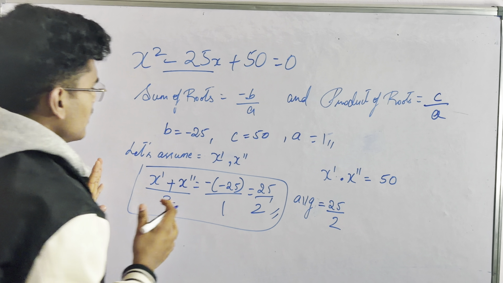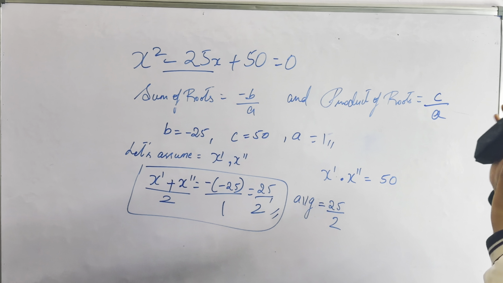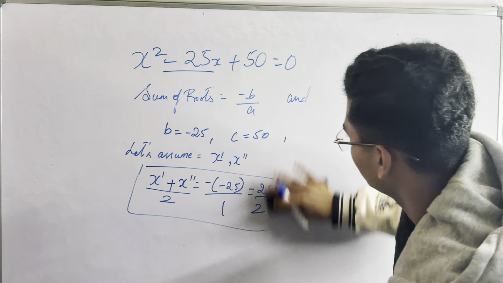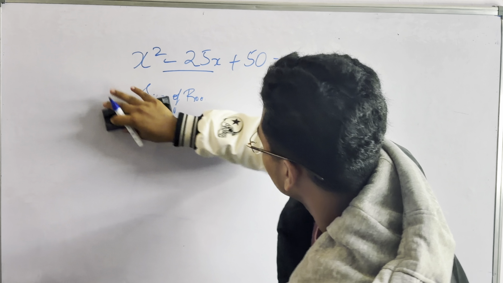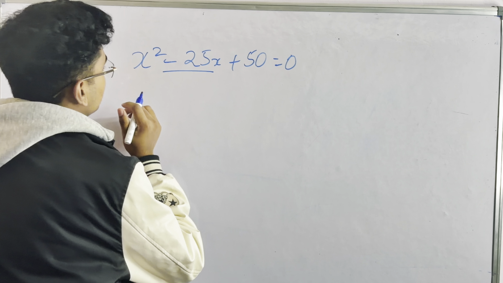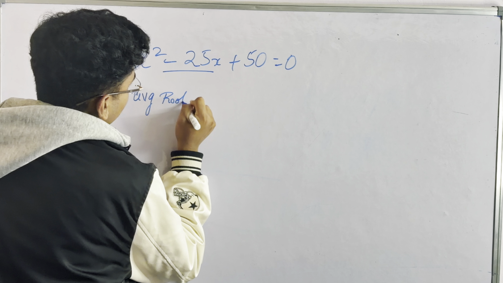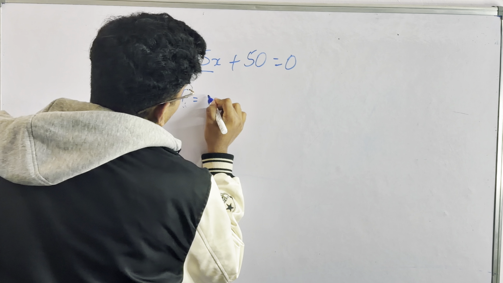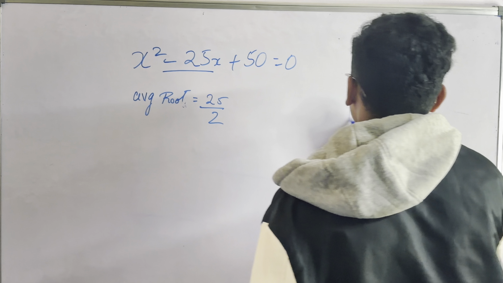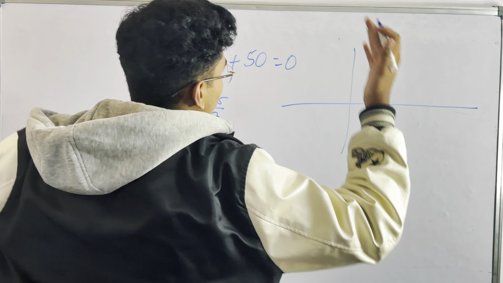So you know that the answer is in between. Let me erase this. Just take a look at this. Now we'll go ahead. We got the chunks in. The average of the roots, I got it as 25 by 2. Now let's look at how the graph takes responsibility for this equation.